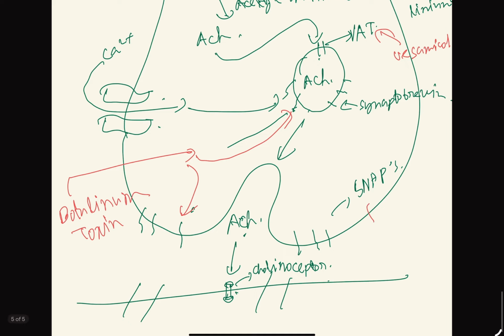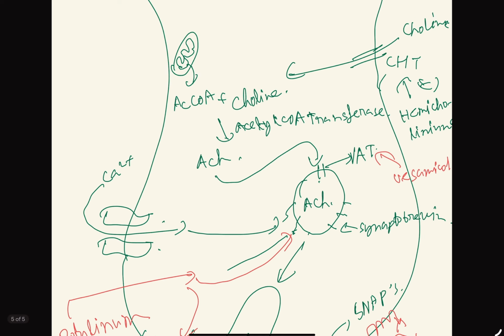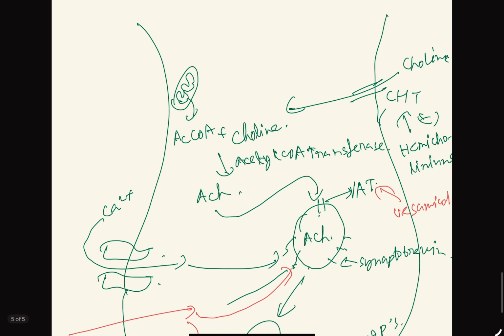And there is also the autoreceptor. Okay, when acetylcholine binds with this autoreceptor, by a negative feedback mechanism, it decreases the release of acetylcholine into the synapse. Okay, so this is the cholinergic transmission.